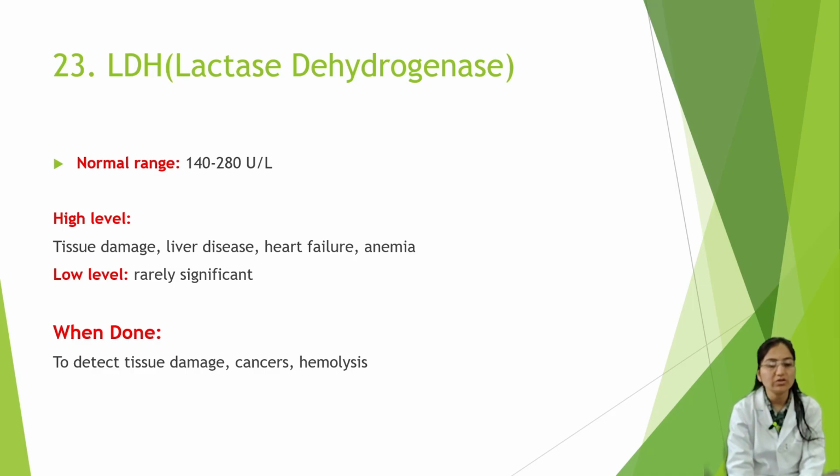Next test is LDH, that is lactate dehydrogenase. Here the normal range is 140 to 280 units per liter. LDH level increases when tissue damage takes place, in liver disease, heart failure, and anemia. If it is a low level, LDH is rarely significant. This test is done to detect tissue damage, cancers, and hemolysis.